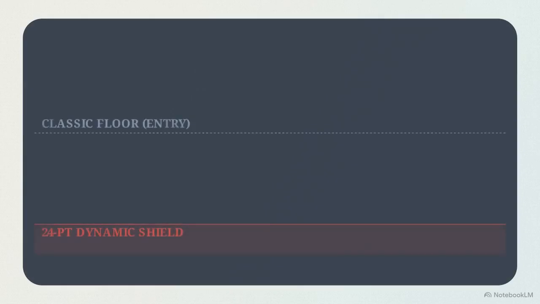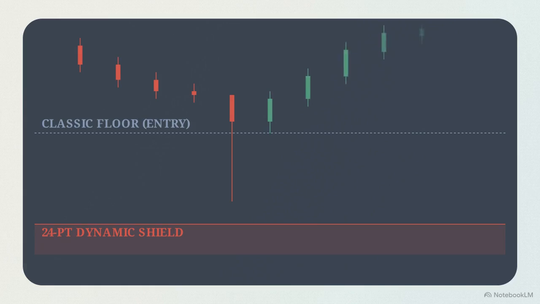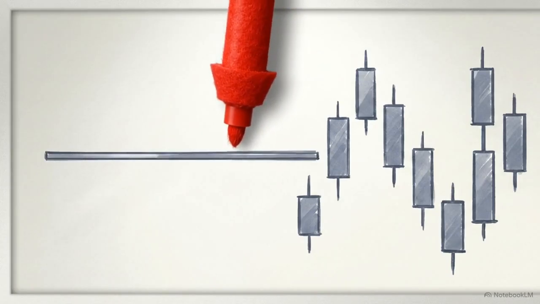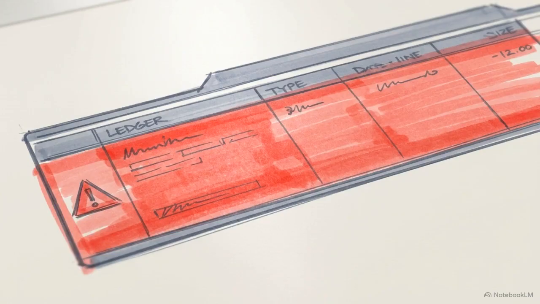Watch this fast-forward sequence of the 5-minute chart. The price whipsaws sharply, driving a wick down 18 points to test the floor. It comfortably misses our 24-point dynamic shield envelope, then rockets upward into profit. A trader utilizing a static 20-point stop would have been stopped out at the bottom of that 18-point whipsaw once spread and slippage are factored in.